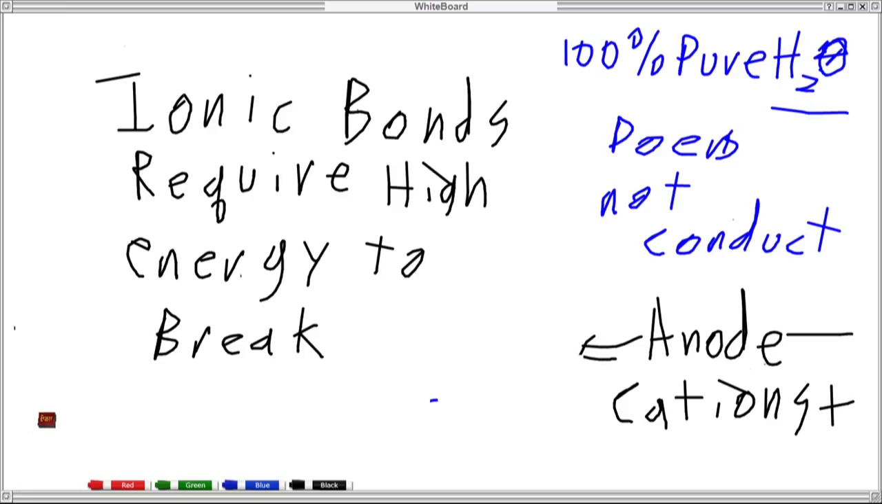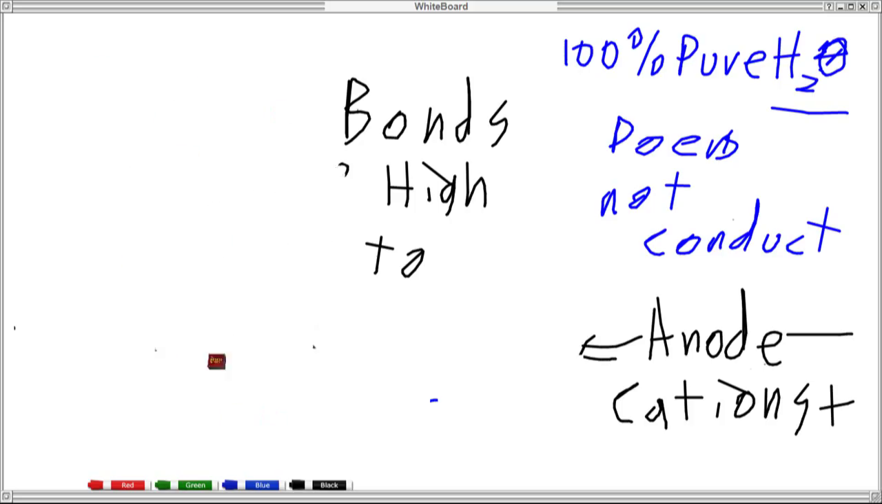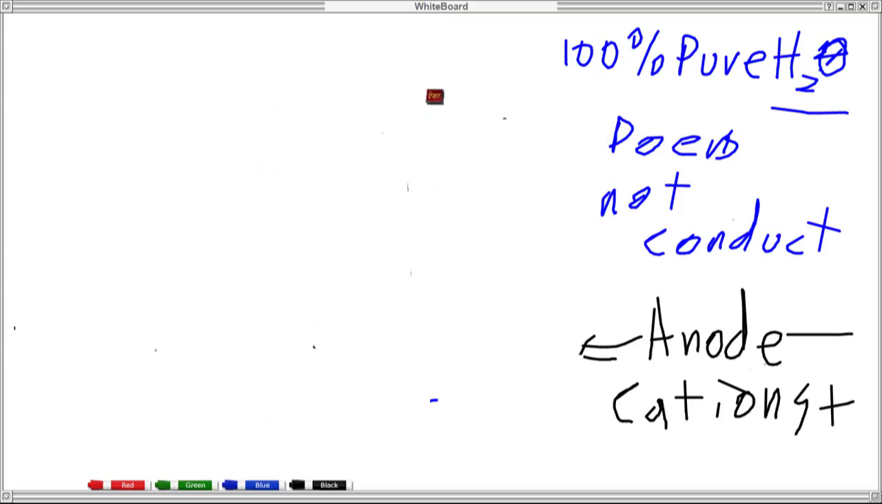In contrast, if you were to take an ionic compound like regular table salt, you would have to heat that salt almost to the melting point of steel. That's how much energy you would require to break down salt. It takes a lot of energy to break the ionic bonds of salt.